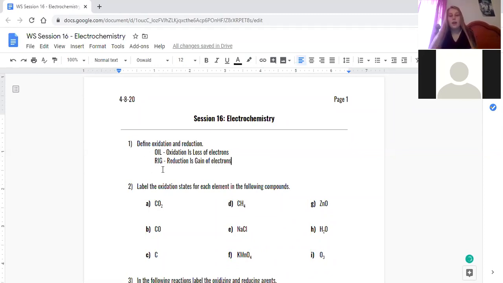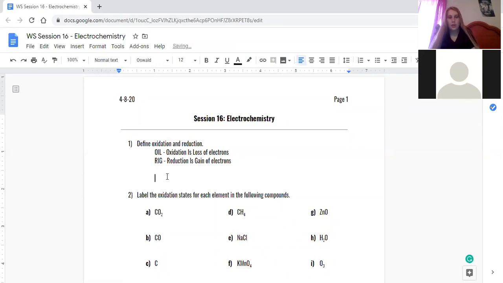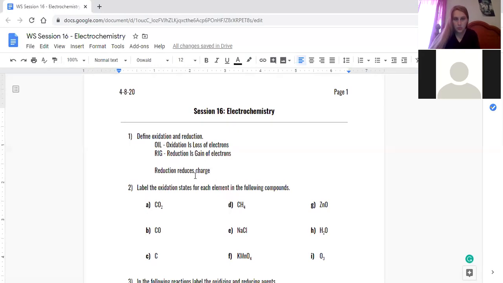So some people remember it like that, and that's perfectly fine if that works for you. I personally remember it a different way. How I like to remember it is that reduction reduces the charge, so oxidation is going to be opposite and it's going to raise the charge. It's more intuitive that way, because it says reduce, it should mean something is getting smaller, and so then it actually is getting smaller. So that's how I choose to remember it.